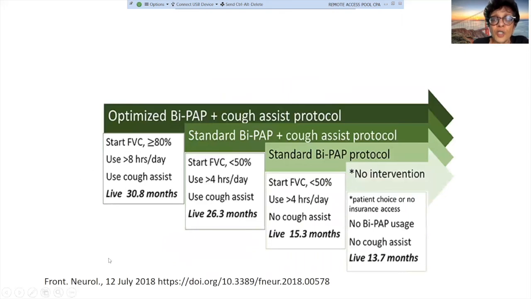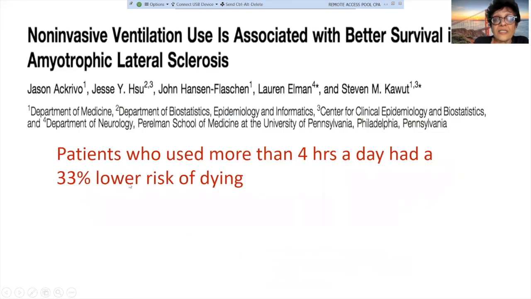So studies have shown that when we start assisted ventilation and we start the cough assist protocol and patients use it for more than 4 hours a day, they can live much longer than if they don't use anything. In fact, this one study showed that patients who used non-invasive ventilation for more than 4 hours a day had a 33% lower risk of dying.